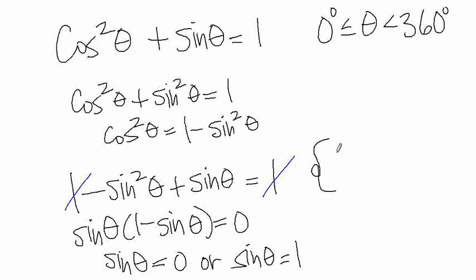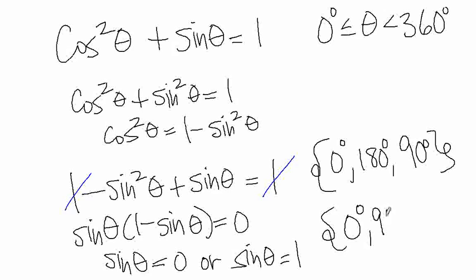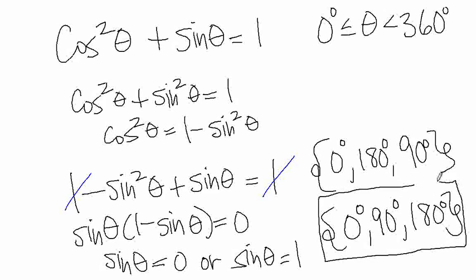So for 0, we have 0 degrees and 180 degrees. For 1, we have 90 degrees. Okay, and maybe you want to order them from smallest to biggest. So if we do that, we'll get 0 degrees, 90 degrees, and 180 degrees. So once again, we are using identities to convert equations into versions with a single type of trigonometric function. All right, let's do another example.